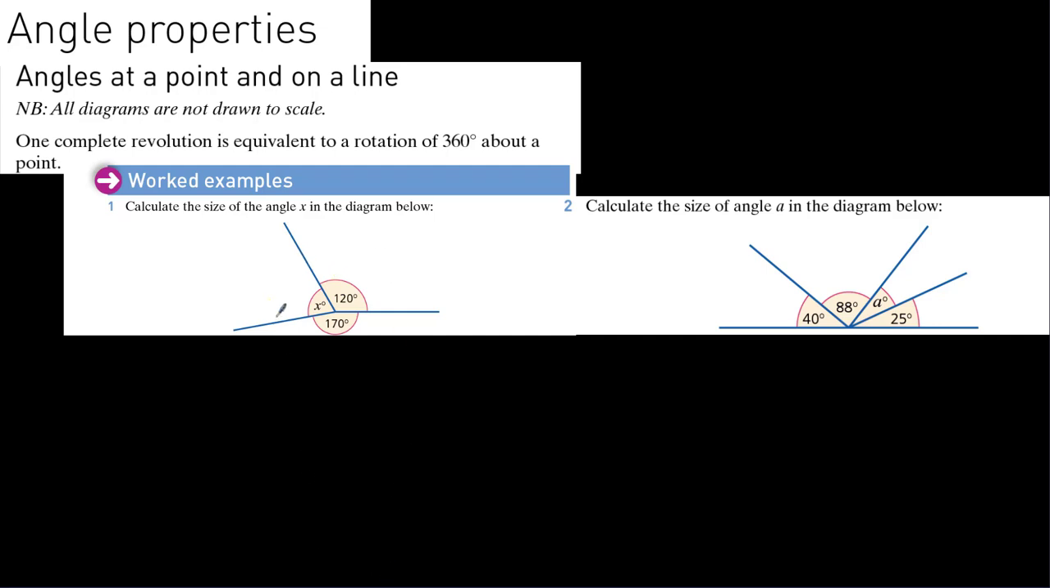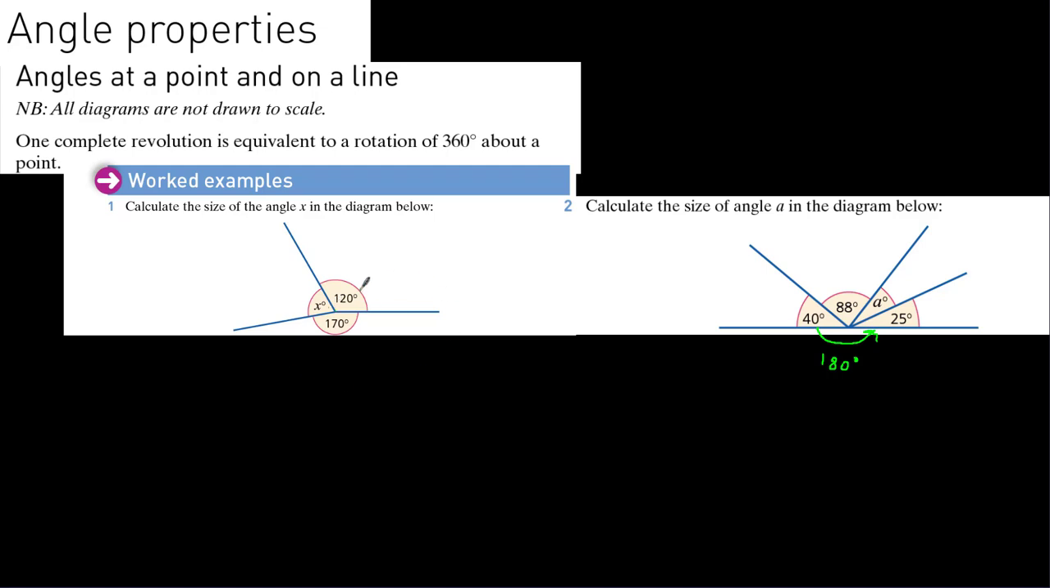So here the whole complete rotation is 360 degrees, and from this point to this point, which means half rotation, is 180 degrees. The other side is also 180 degrees. We know that one. So let's calculate the size of the angle.